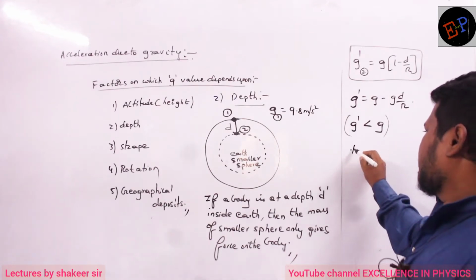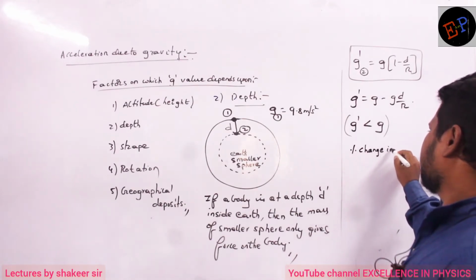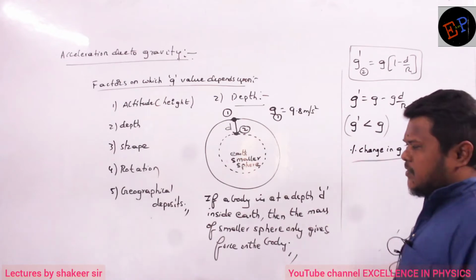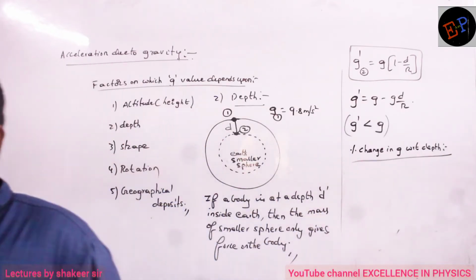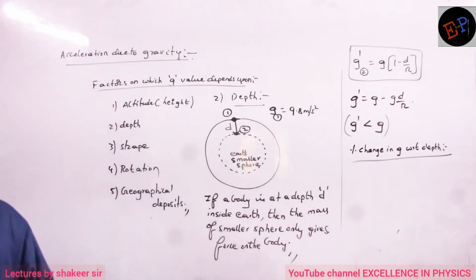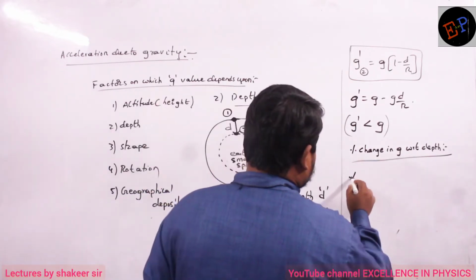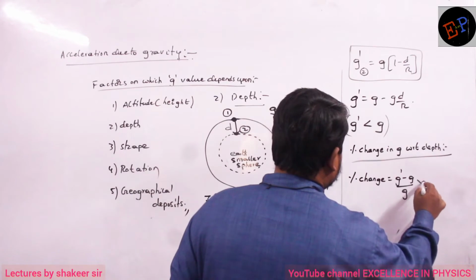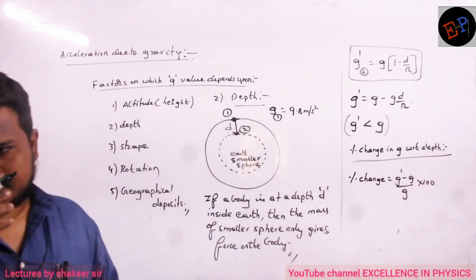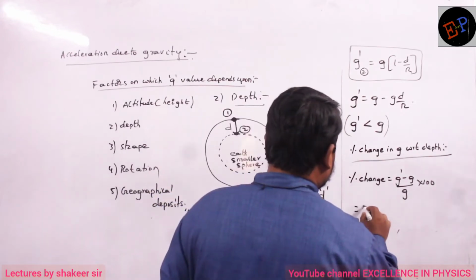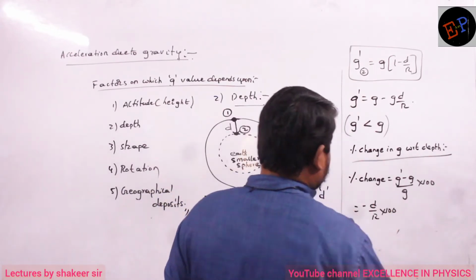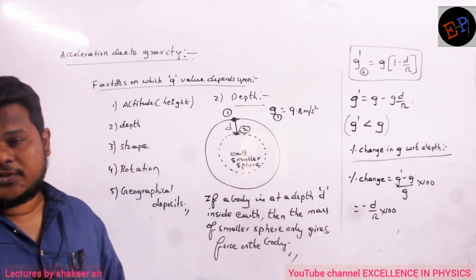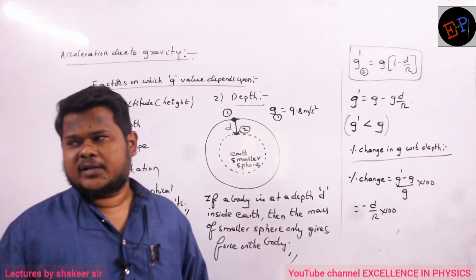So therefore, now we will calculate the percentage change in g with respect to depth. Previously we calculated percentage change with respect to height. Now percentage change in G value with respect to depth. Again, the formula: percentage change is G dash minus G divided by G multiplied by 100. Same calculation, but if you do this, I will get minus d by R multiplied by 100. There I got minus 2h by R. Here, instead of 2h, I will get just d by R multiplied by 100.